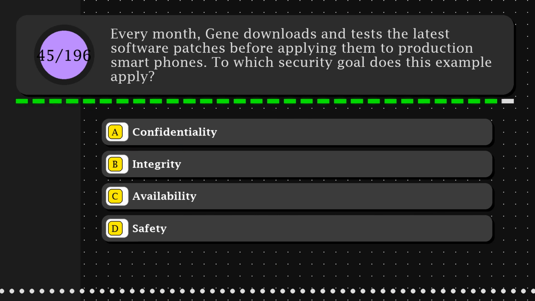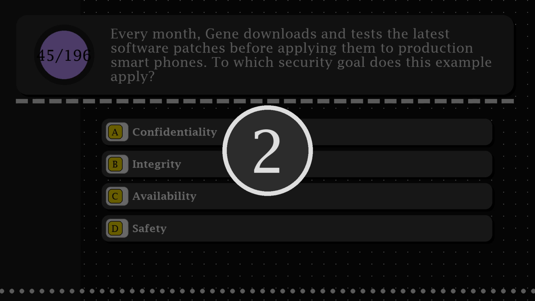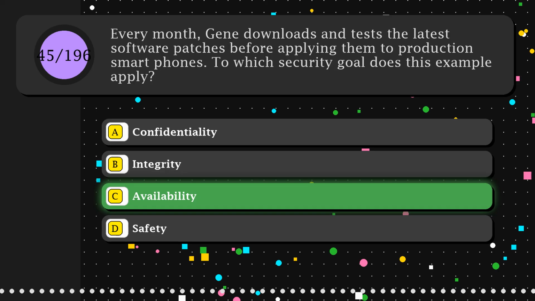Question 45. Every month, Gene downloads and tests the latest software patches before applying them to production smartphones. To which security goal does this example apply? Option A, confidentiality. Option B, integrity. Option C, availability. Option D, safety. The correct answer is option C, availability.